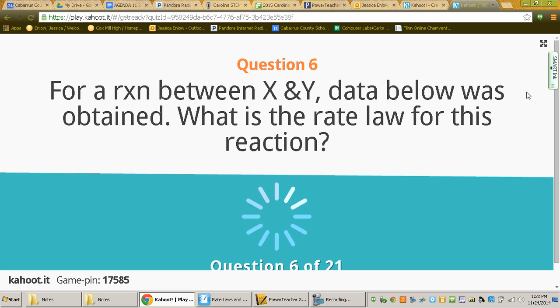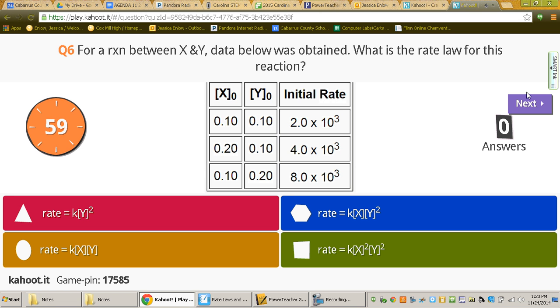For a reaction between X and Y, data below was obtained. What is the rate law for this reaction? What? Oh, it's in your head.